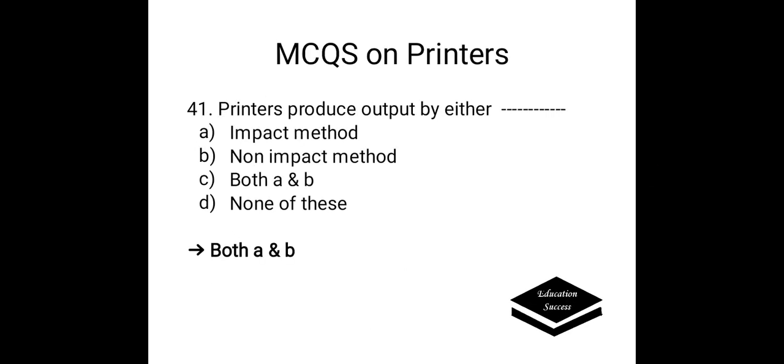Printers produce output by either options are A. Impact method, B. Non-impact method, C. Both A and B, D. None of these. Correct answer is both A and B. Printers produce output by either impact method or non-impact method.